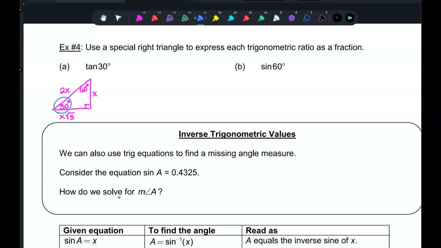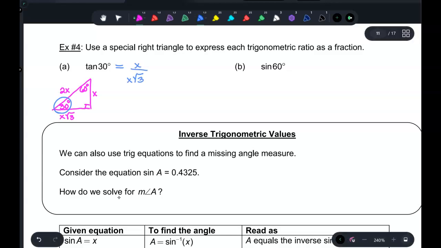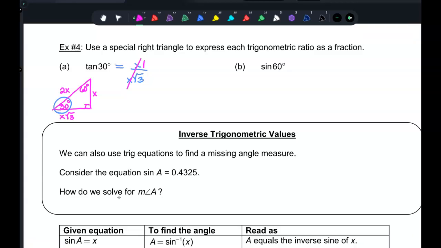Okay, tangent is opposite over adjacent. It's x root 3. So it's x over x root 3. Okay, so these will cancel. So I have 1 over root 3. But remember, our rule is we don't want to leave a square root in the denominator. So it's 1 over root 3, multiply top and bottom by root 3, so it's root 3 over 3, because it's opposite over adjacent.